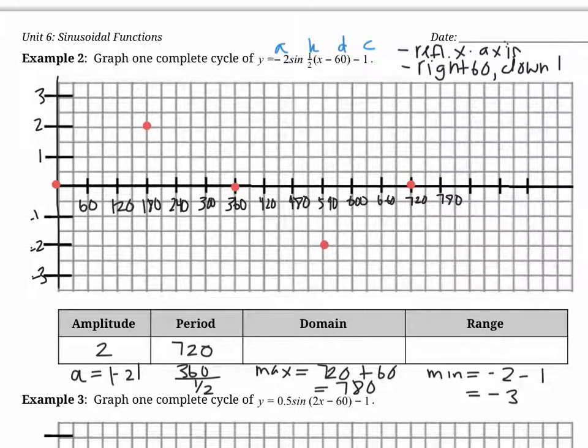So let's connect that with a curve. Here we go. All right. So now that we have the amplitude graphed and the period graphed, now let's work on our reflection. We've got A and K done, but we haven't dealt with the negative in front of A. So we're going to reflect all of these points in the x-axis. Once we've got all our points reflected, we can connect them with a smooth curve.